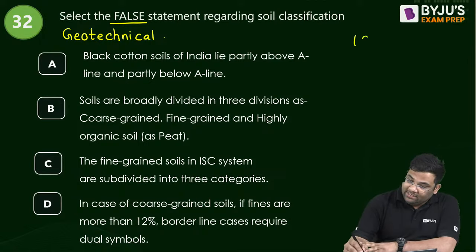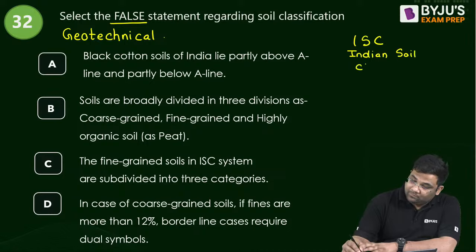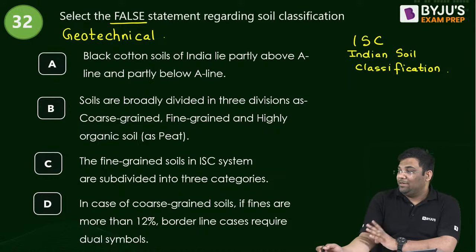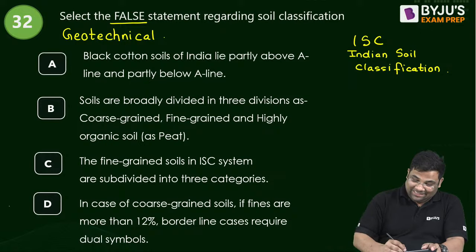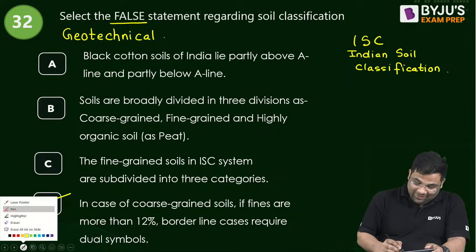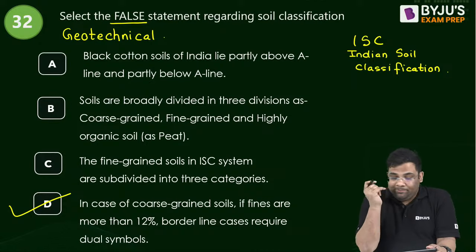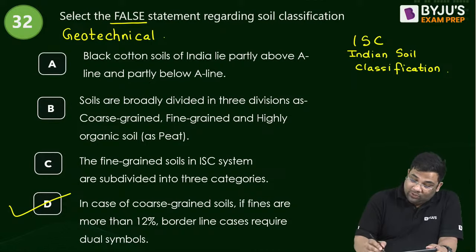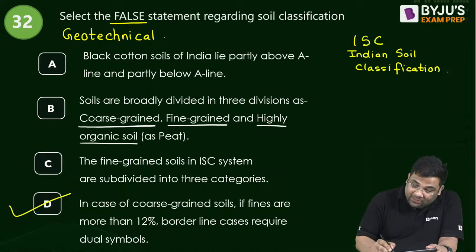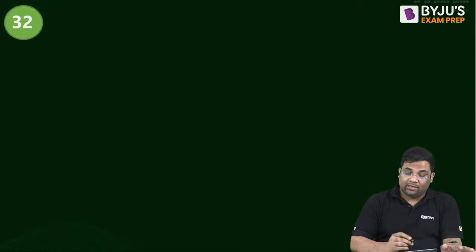What is ISRO, Indian Soil Classification System? A, B, C, D. Okay, confused. The answer is D. I will tell you. First, I'll explore the options. Let us first explore B. Soil is broadly classified into coarse-grained, fine-grained and highly organic soil. It is true.